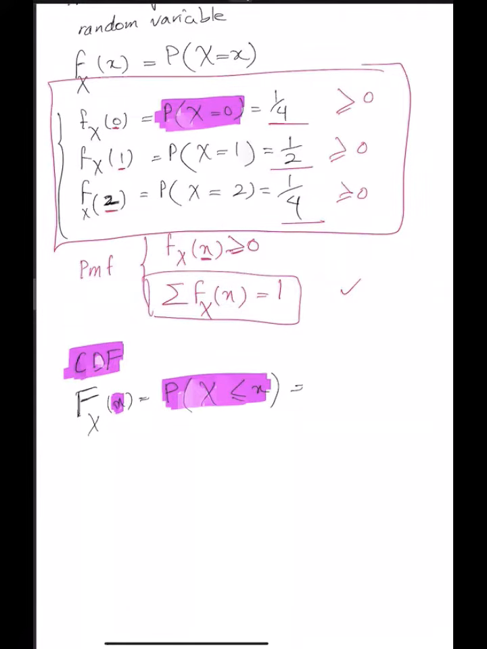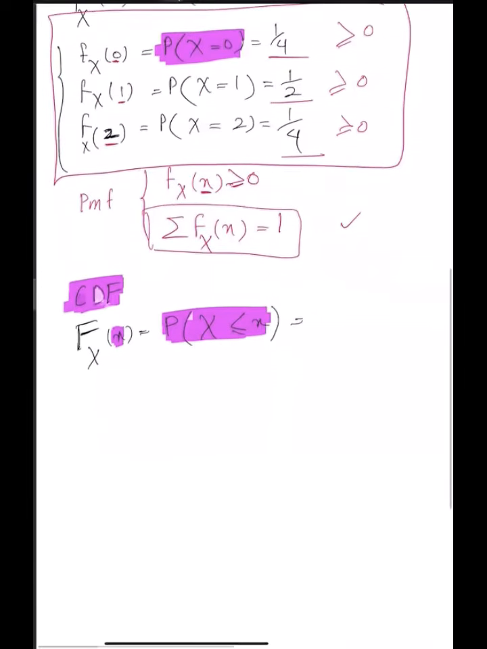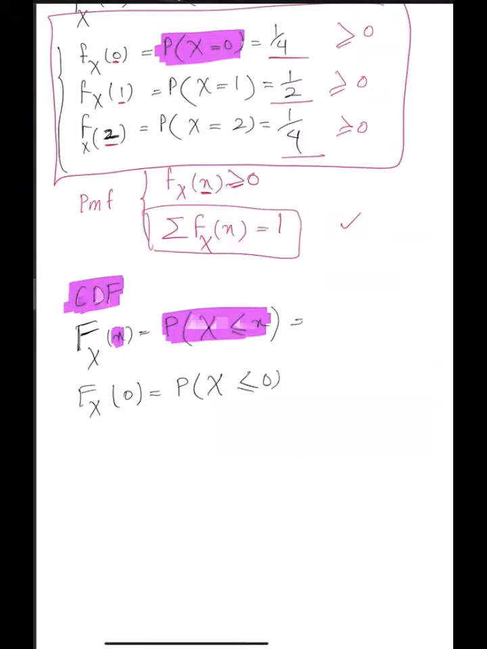And let's, for this probability mass function, define F of x for all possible values. So F of x 0 means the probability that the random variable gets any value less than or equal to 0. Can you tell me what is that probability? Any value less than or equal to 0? There's nothing less than 0. It's just equal to 0. That's 1 over 4. F of x 1 is the probability that the random variable takes any value less than or equal to 1.